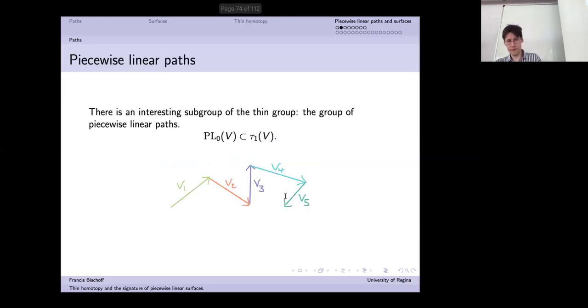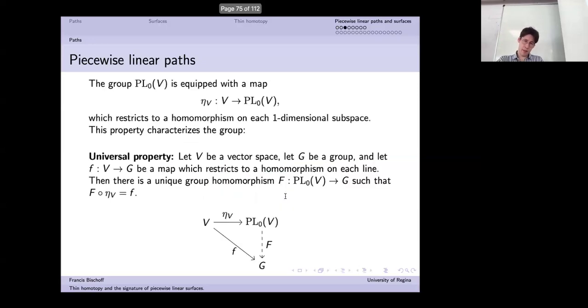Okay, so within this group, there's an interesting subgroup, which is the group of piecewise linear paths. So they're paths that are just concatenation of line segments. And this piecewise linear path group has an interesting universal property that characterizes it. So first of all, PL0V is equipped with a map, I'm calling it eta V, from V to PL0V, which just sends an element V to the straight line path.